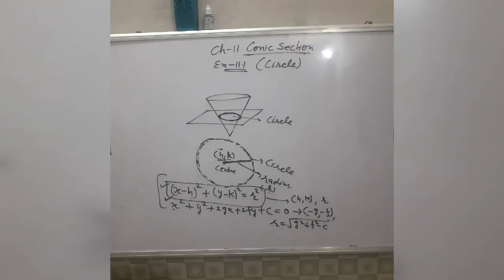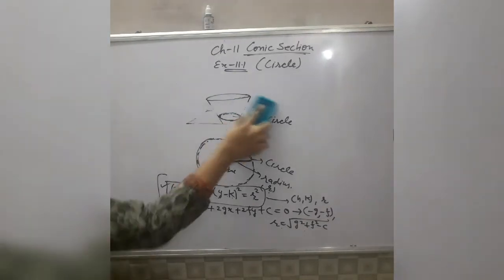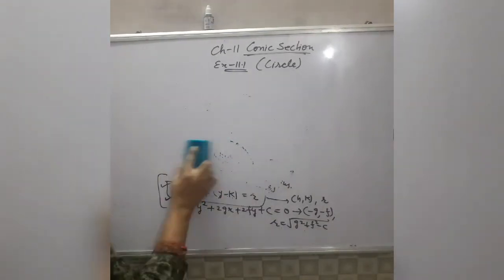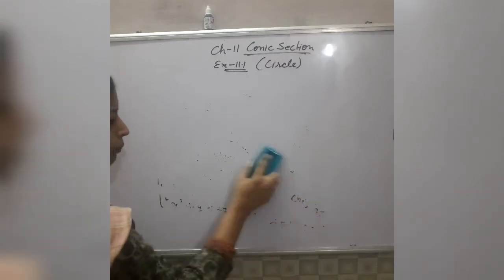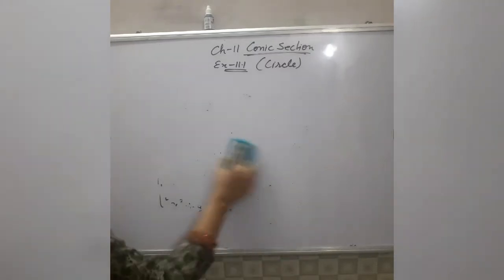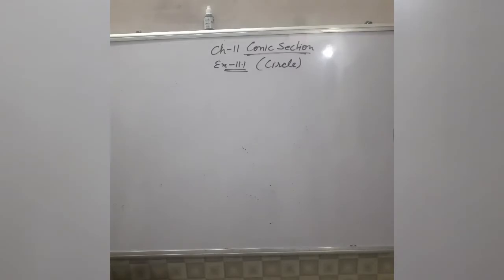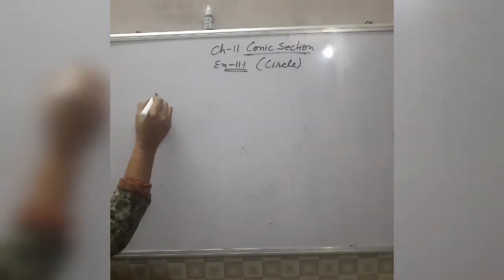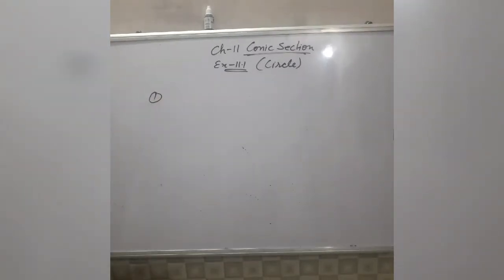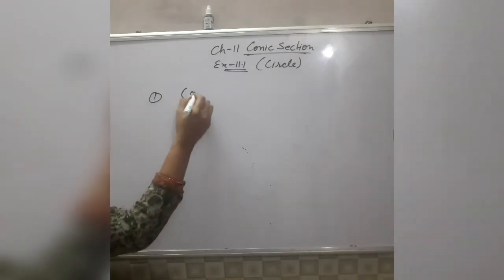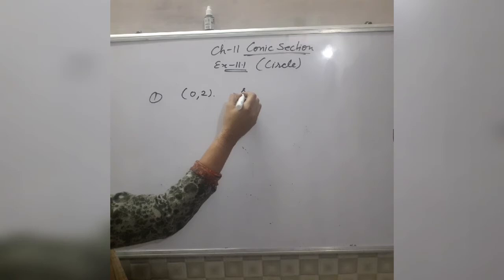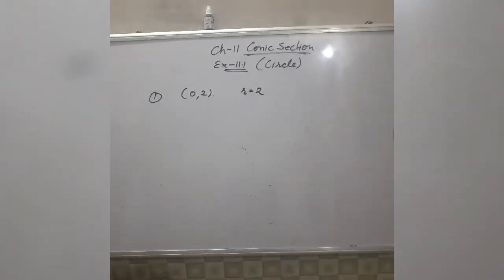So now we will start exercise 11.1 by using these two forms of the equation of a circle. In this video I will explain exercise 11.1 questions number 1 to 9. So now see the first question of exercise 11.1. In this, find the equation of the circle with center (0, 2) and radius 2. This is given to you. We have to find the equation of the circle.